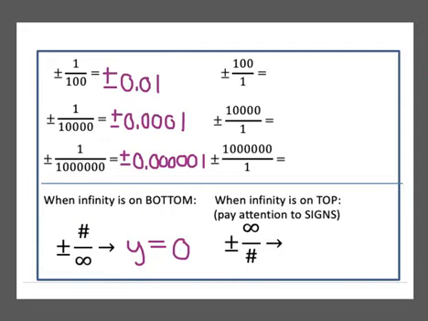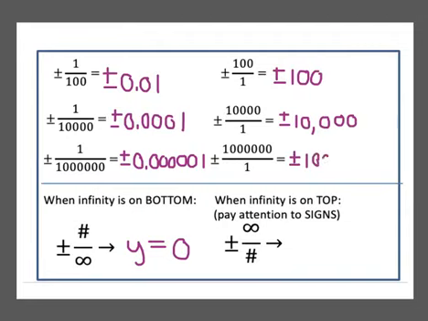Let's look at when we have very large numbers on the top. If I take plus minus 100 over 1, that's just plus minus 100. If I do plus minus 10,000 over 1, that's just plus minus 10,000. If I do plus minus 1 million over 1, that's just plus minus 1 million.